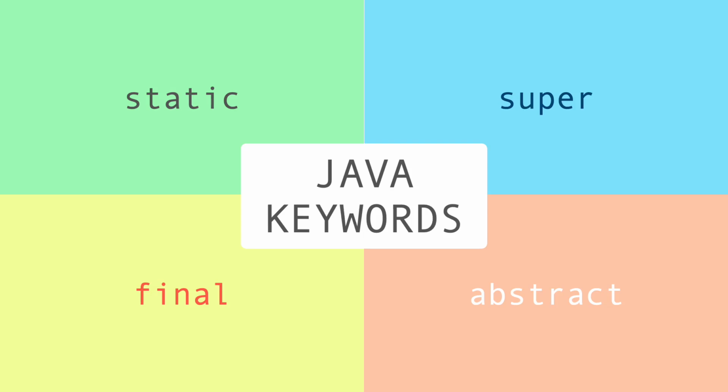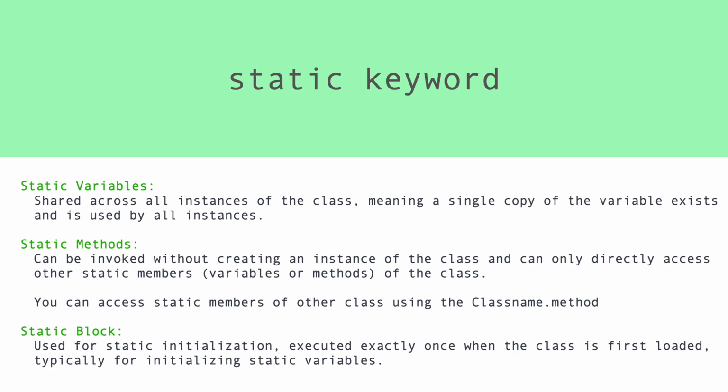Hello everyone. In this video we are going to discuss some of the prominent keywords in Java. We are going to discuss the keywords static, super, final and abstract. Let's start with the first keyword, which is static.